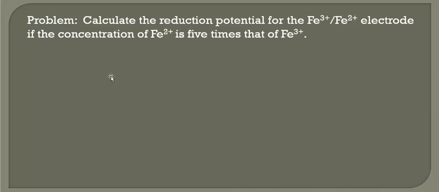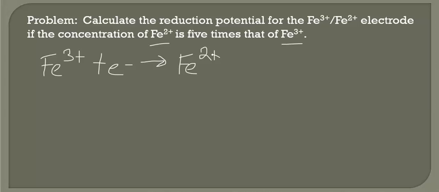So let's look at this example that involves the Nernst equation. We're calculating the reduction potential for the iron electrode, where the Fe2+ concentration is 5 times that of Fe3+. If you go back to the electromotive series, we can get the half reaction that looks like this. And the standard cell potential is 0.771 volts. I want to know the reduction potential, E.